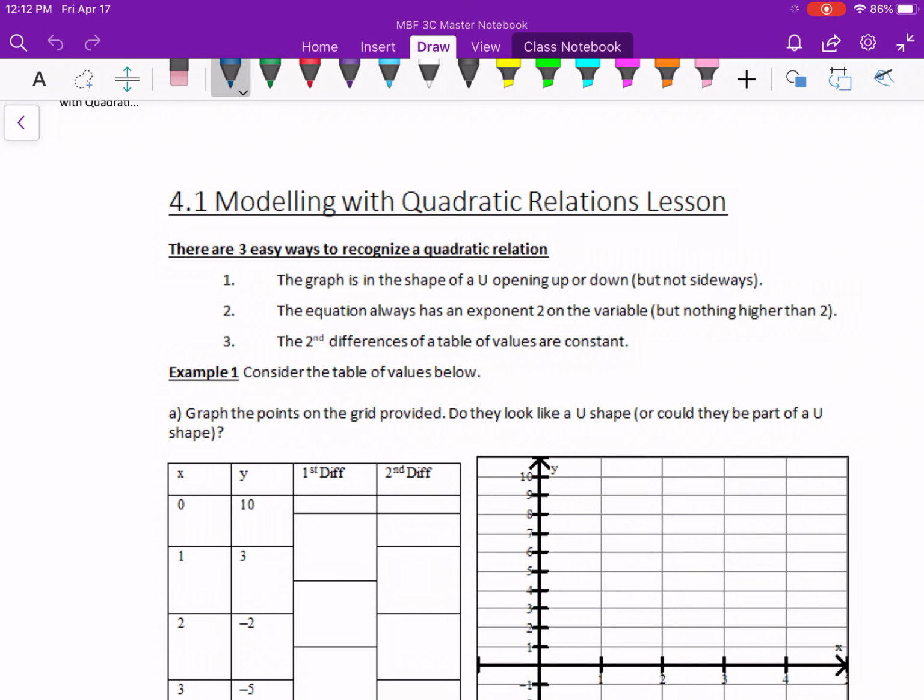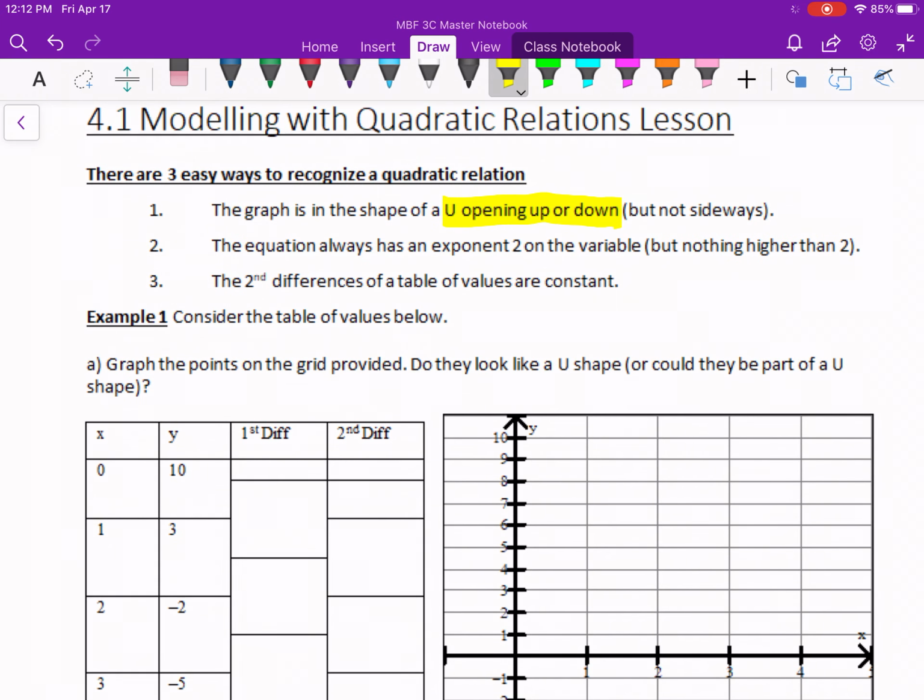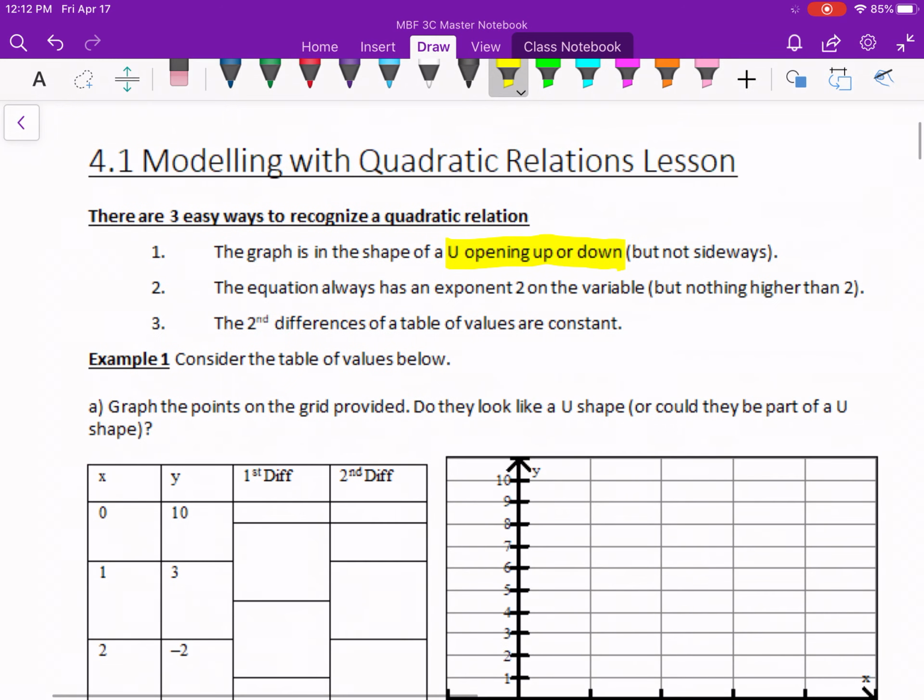In this lesson, we're going to look at quadratics. And remember, quadratics, if we look at the graph, have that U shape. So that's actually the first point here under ways of recognizing quadratics. This is the easiest way. They have a U shape, and that U shape opens up or down. It doesn't open sideways. So anytime you see a graph that's in the shape of a U, you should be thinking quadratic. And this whole unit, by the way, is quadratics.